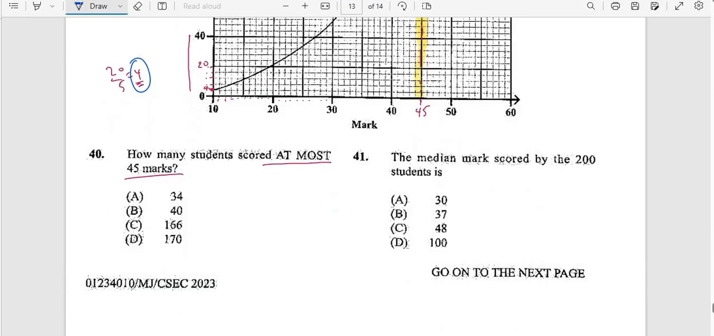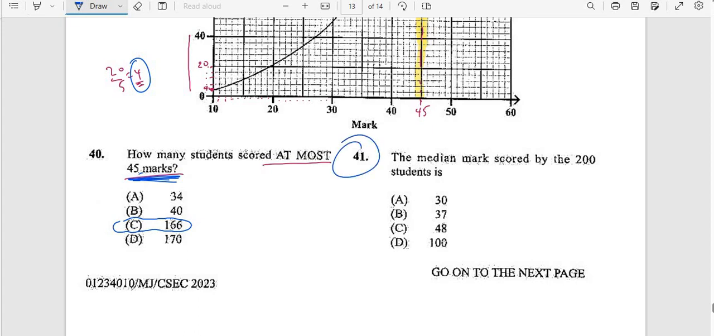So back to the question, how many students scored at most 45 marks? Well, 166 students, because the 166th student scored 45 marks. At most means no more than 45. It means 45 would be the most.